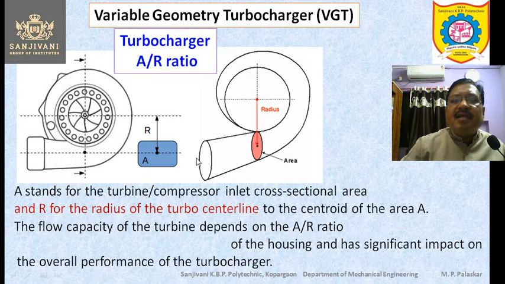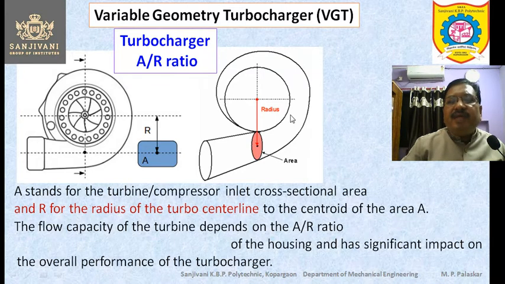Here also you can see that this is the area of the entry of the exhaust gases inside the turbine. The exhaust gases are entering like this. So this is the area at the entry, and this point is nothing but the centroid of this area. So the perpendicular distance between the axis and the centroid is nothing but the radius of the turbine, capital R. So this A divided by R is called the AR ratio.